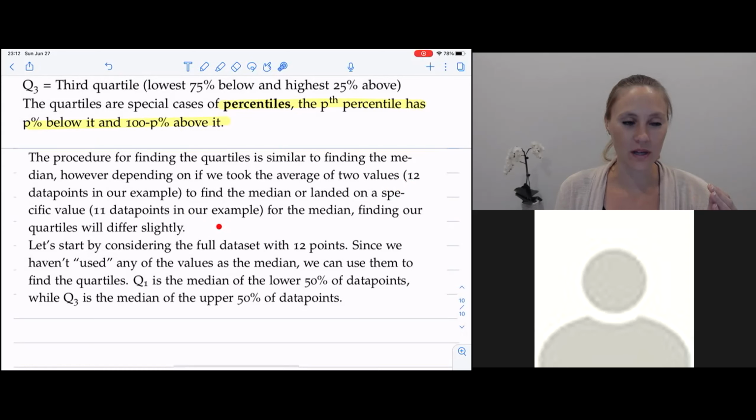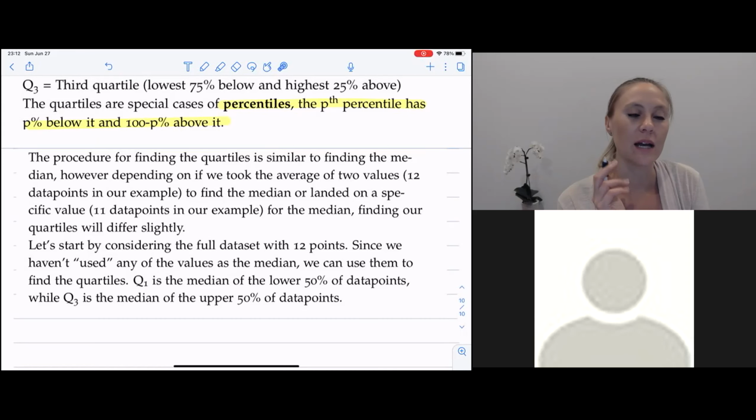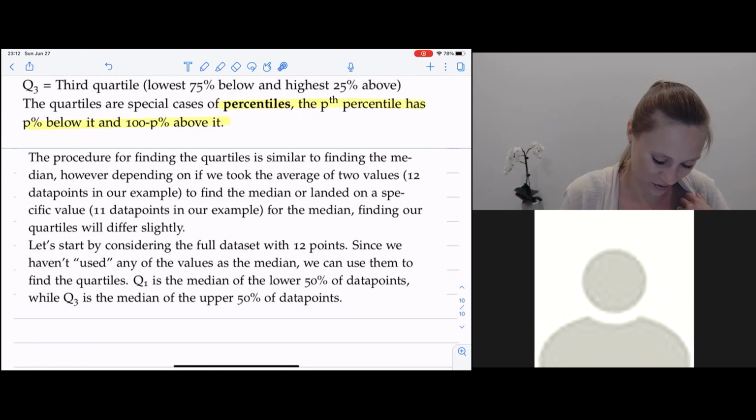And so let's first look at the one with 12 data points, and then we'll look at the one with the 11 data points and see how they differ. But basically, you're going to start at the median and then only focus on the lowest half for Q1 and the upper half for Q3. And then use the boop, boop, boop method and count your way in.